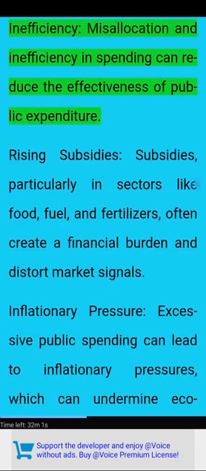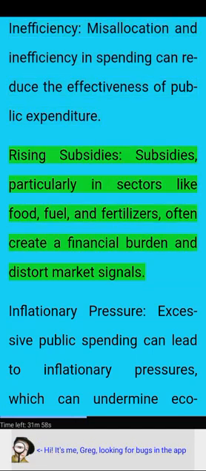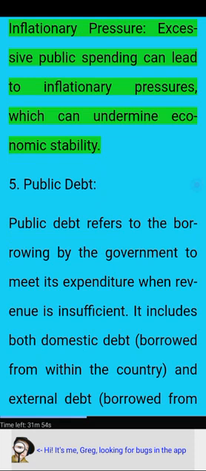Challenges in public expenditure. Inefficiency, misallocation and inefficiency in spending can reduce the effectiveness of public expenditure. Rising subsidies, particularly in sectors like food, fuel, and fertilizers, often create a financial burden and distort market signals. Inflationary pressure, excessive public spending can lead to inflationary pressures, which can undermine economic stability.